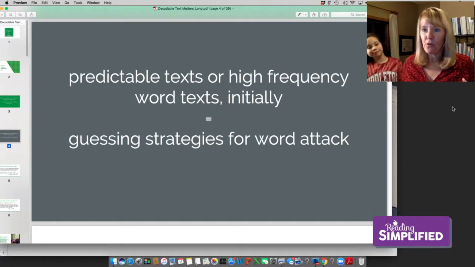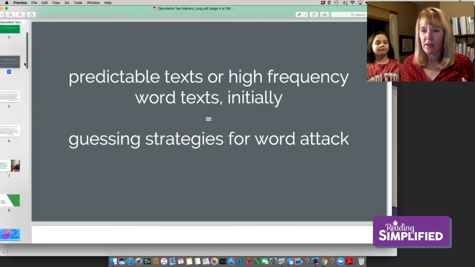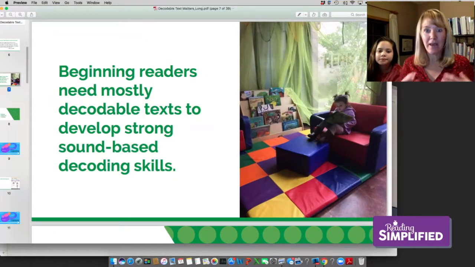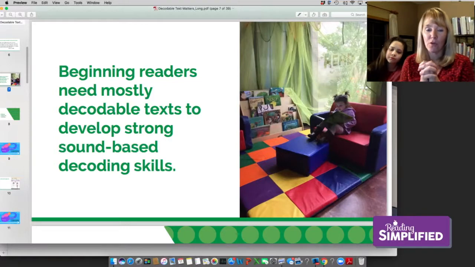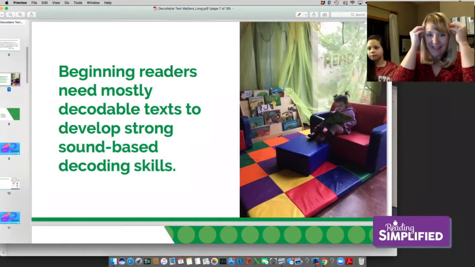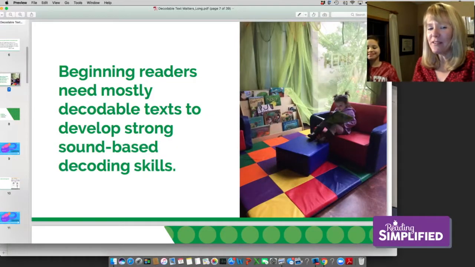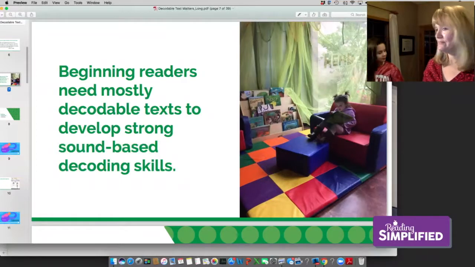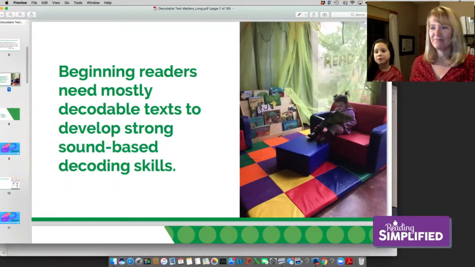So what I propose to you instead of building on the rocky foundation is this. Okay? And this is the main takeaway for today that I want to encourage you all to kind of stick with and share with others. So would you mind reading it to us, Tessa? No, I would not. Beginning readers need mostly decodable text to develop strong sound-based decoding skills.